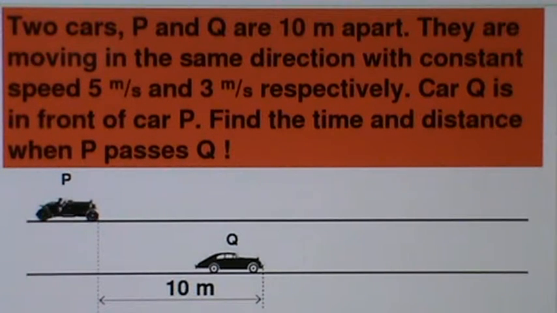Now we move to the third problem. Here we have two cars, P and Q, and they are 10 meters apart. They are moving in the same direction with constant speed 5 meters per second and 3 meters per second respectively. Car Q is in front of car P. So now find the distance and the time when P passed Q.